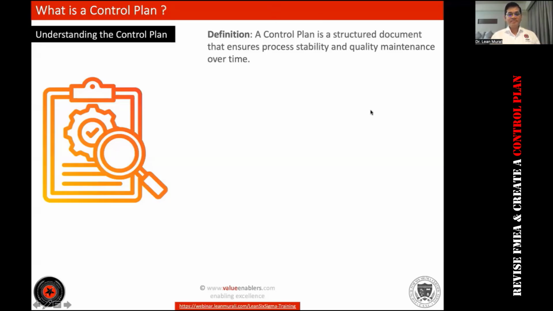Definition of control plan. A control plan is a structured documentation. It ensures process stability and quality maintenance over a period of time.